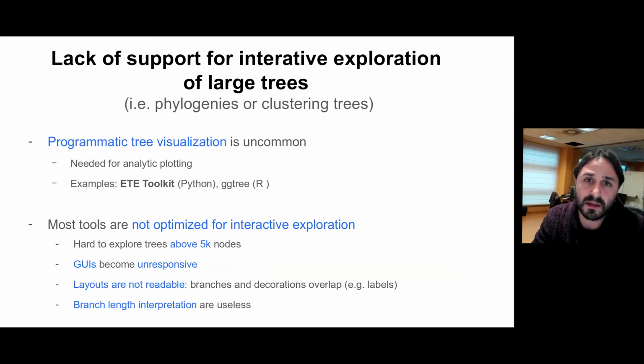So there are two main problems. One is that programmatic tree visualization is uncommon in software. Fortunately, we have this covered in the ETE Toolkit. And the second problem is that the interactive viewers are not optimized for large tree exploration. It is hard to go above 5,000 nodes in the tree and have smooth interactive browsing. The GUIs become unresponsive, the layouts are not readable, and a lot of features associated with phylogenetic trees are usually not interpretable, like branch lengths, etc.